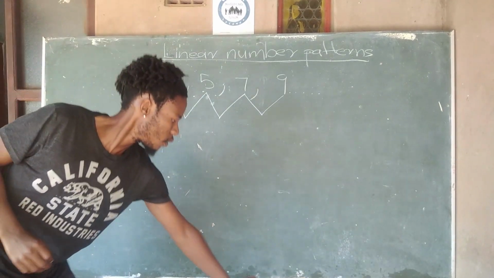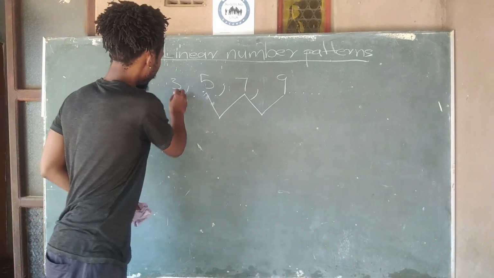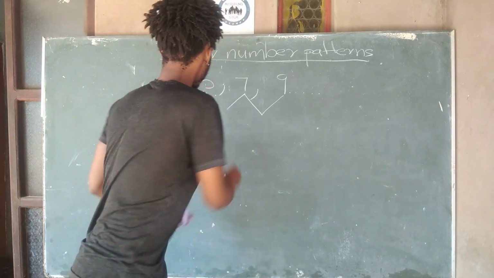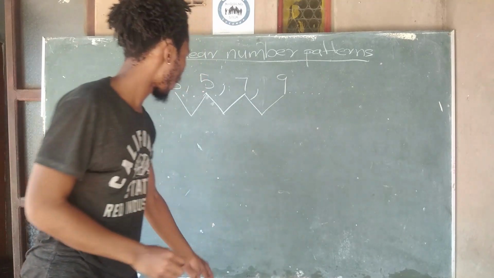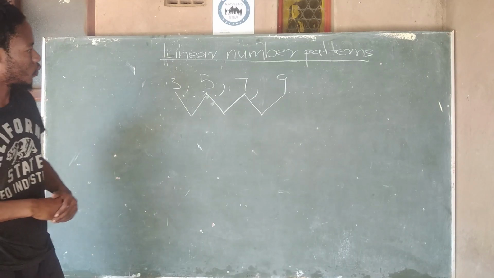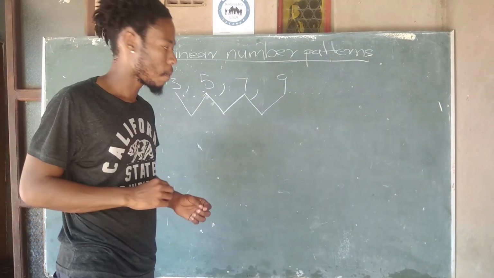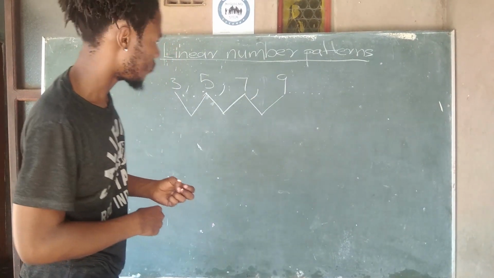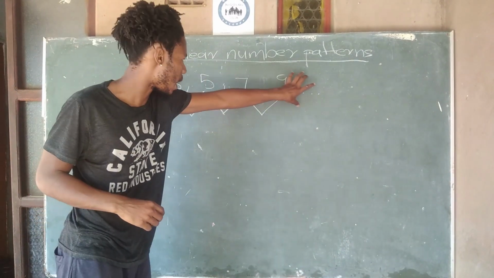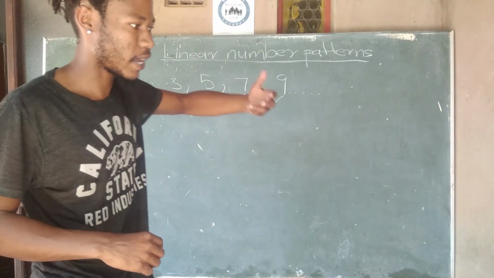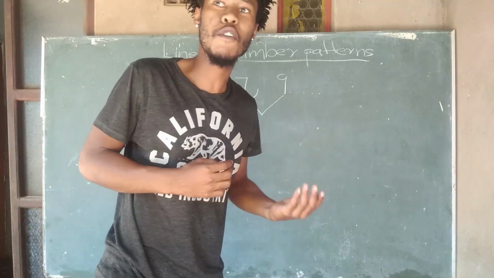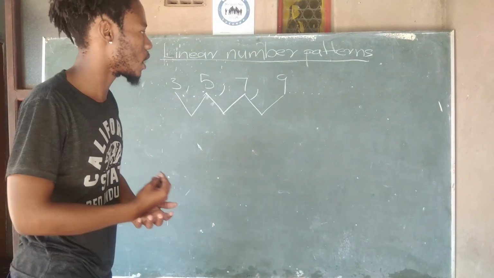Usually, when you find this type of question in your question paper, they will ask you to find the next two terms of the sequence. They will also ask you to find the general term, the term that you will use to find any number in this sequence. If they want you to find the 50th term of the sequence, you will use that general term.